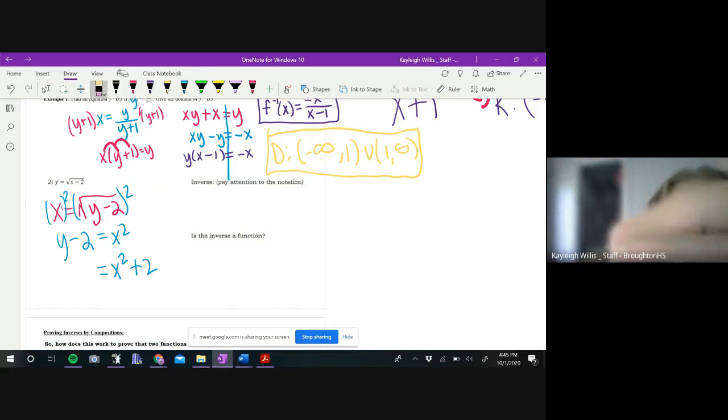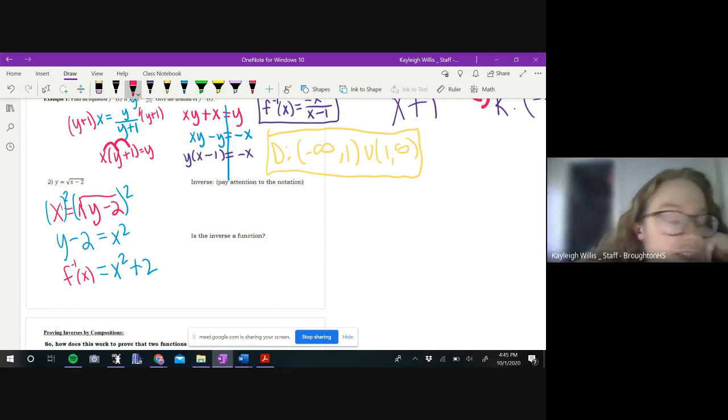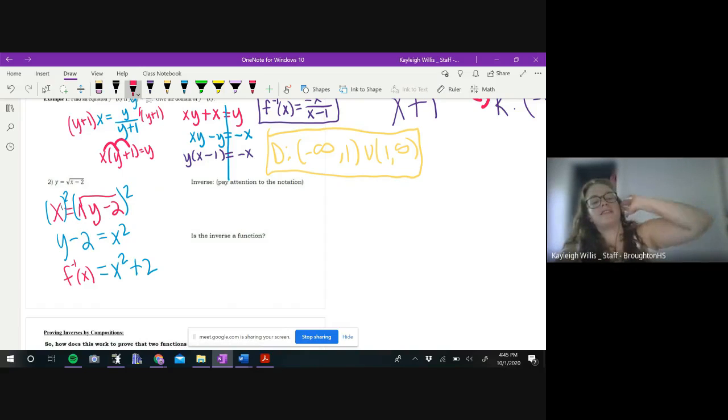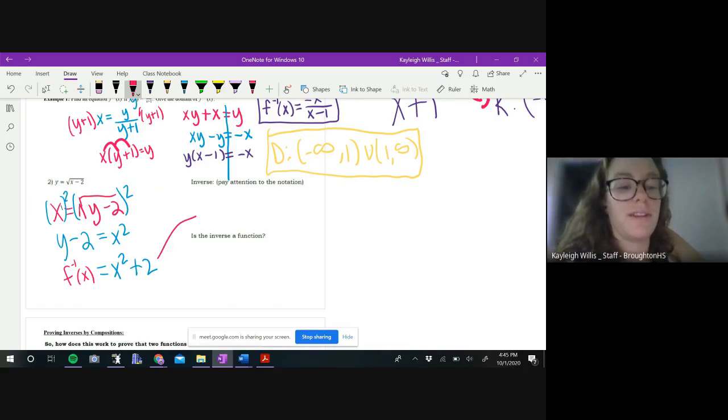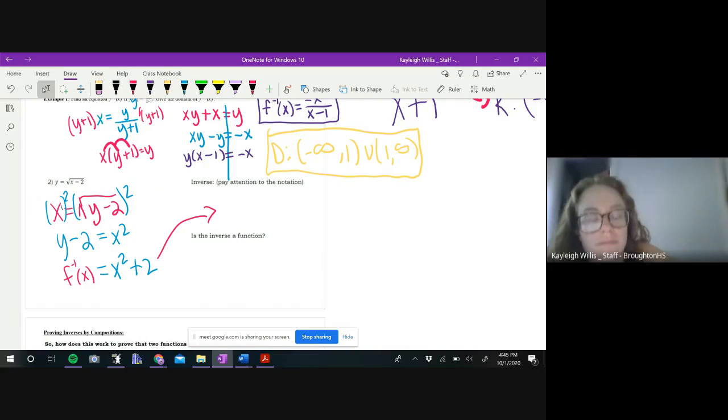So let me fix my notation here because we want the pre-calc fancy function notation so that we know that it's the inverse. Because if I just put y equals, how would we know? Is the inverse a function? So we're going to talk about that. So clearly, this guy is a function.